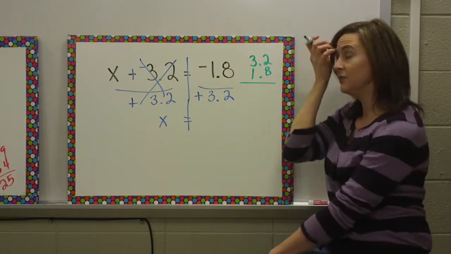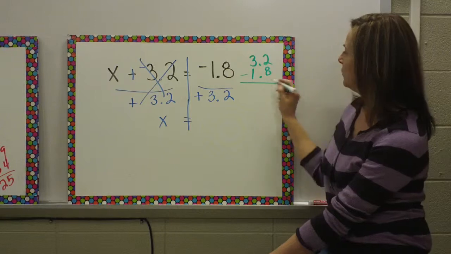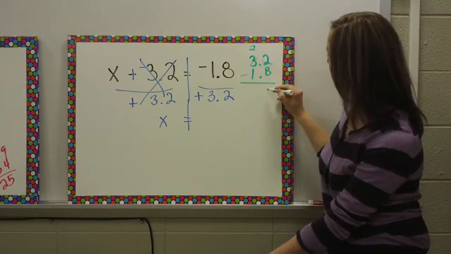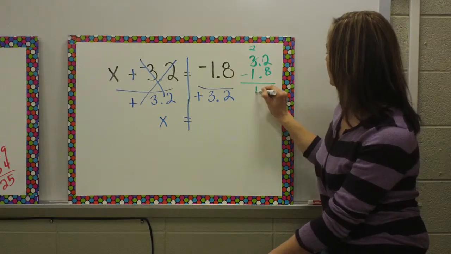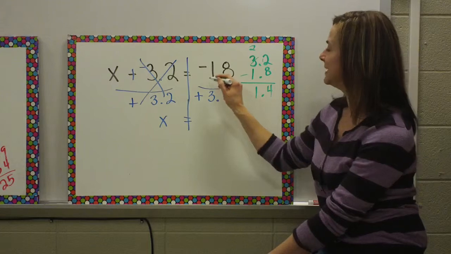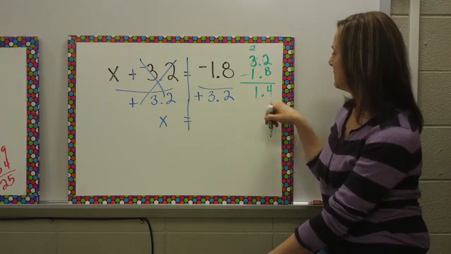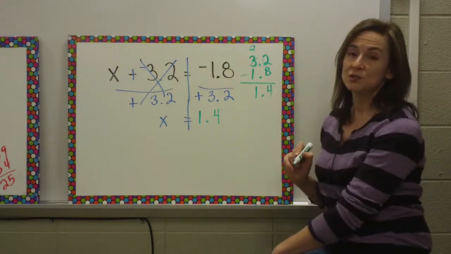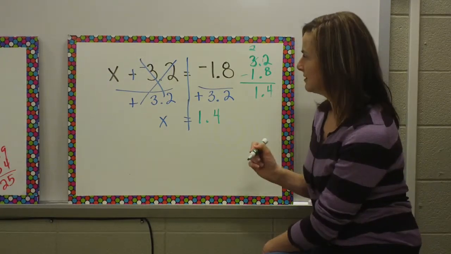So I'm going to find the difference between 3 2/10 and 1 8/10. And I am going to rename, because 3.2 is further from 0 than a negative 1.8. This is positive, so my answer is positive 1 4/10. So I believe that x equals 1 4/10.